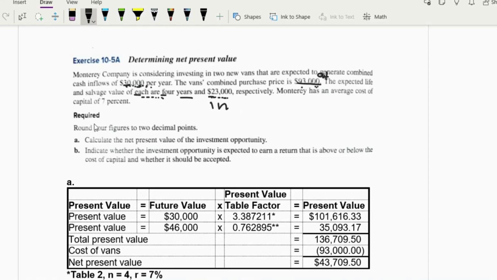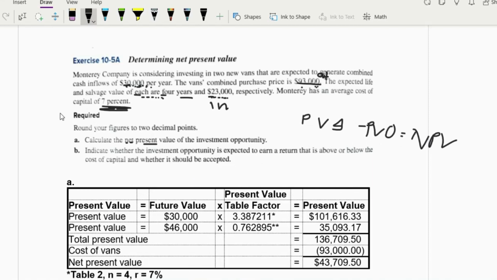Monterey has an average cost of capital of 7%. So this is our discount rate. They want us to calculate the net present value, not the present value, net present value. So net present value, we all know that the present value of inflow minus present value of outflow gives us net present value, right? So let's do this one.